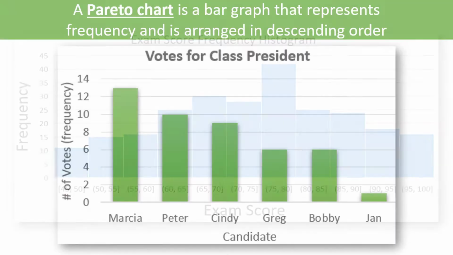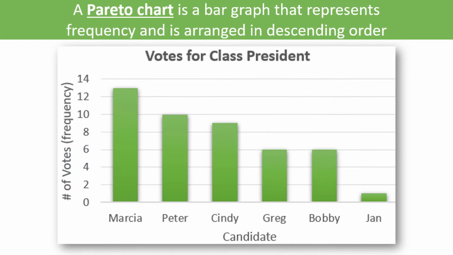If a bar graph that represents frequency is arranged in descending order from largest to smallest, we call that bar graph a Pareto chart. Pareto charts are useful when we would like to highlight the most common observations, such as voting for something like class president.